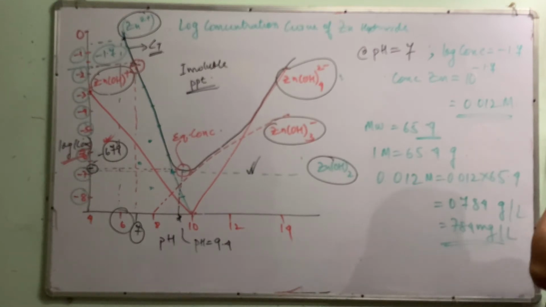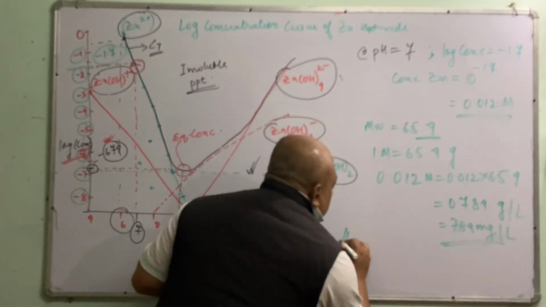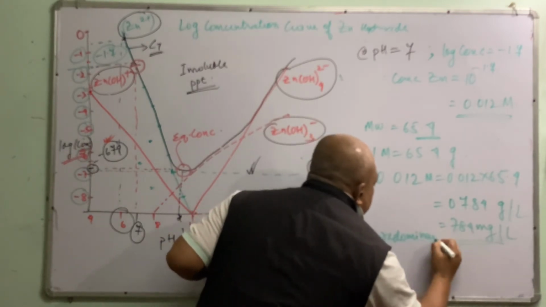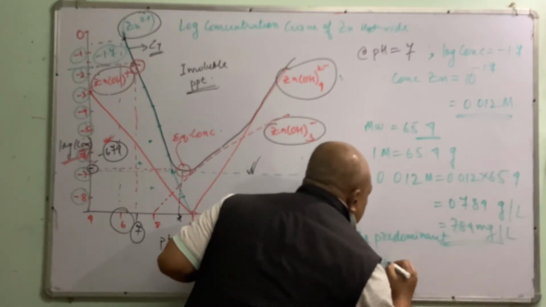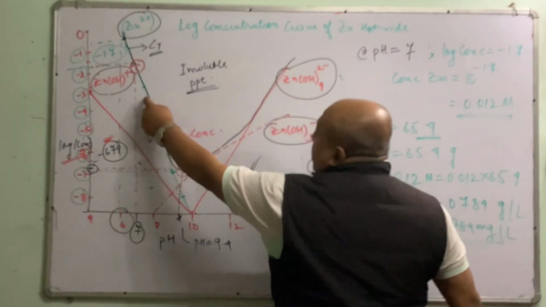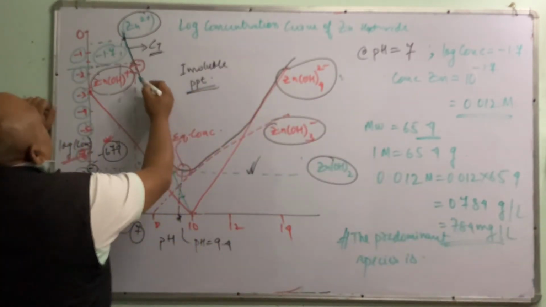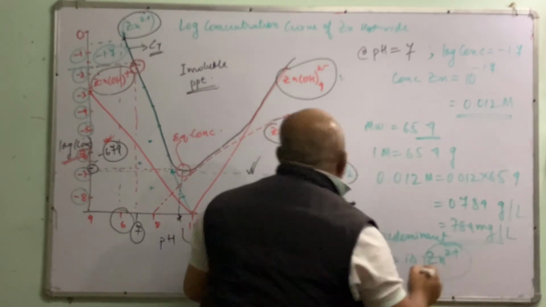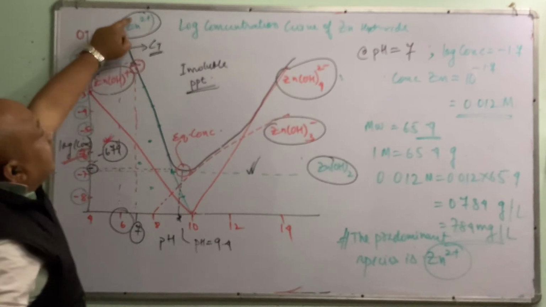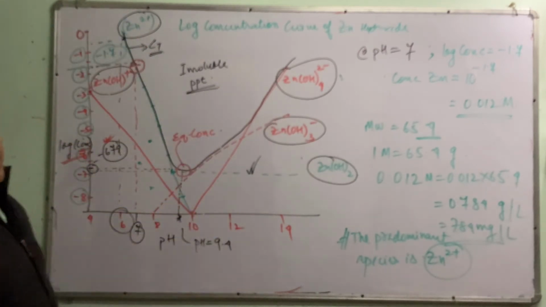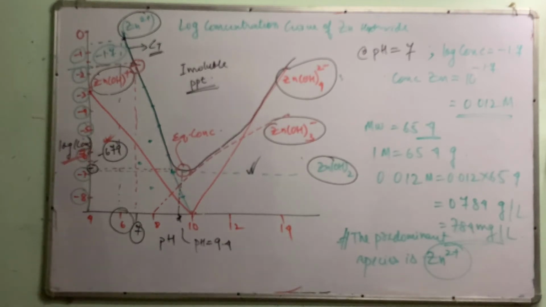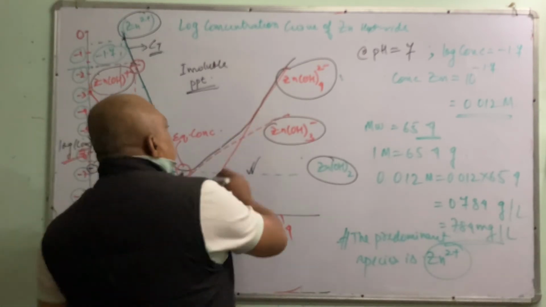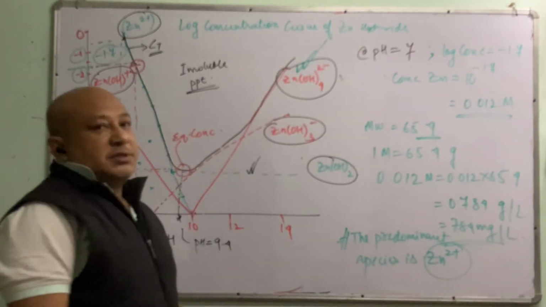Or in other way, another one is the predominant species. What is the predominant species? Is this green color. What is this green color? This green color is Zn2 plus. You can see this green color is the graph of Zn2 plus. So the predominant species will be Zn2 plus, the complex. Is that okay? So at pH 13, the predominant species will be this red color, that is this one. This will be the predominant species.